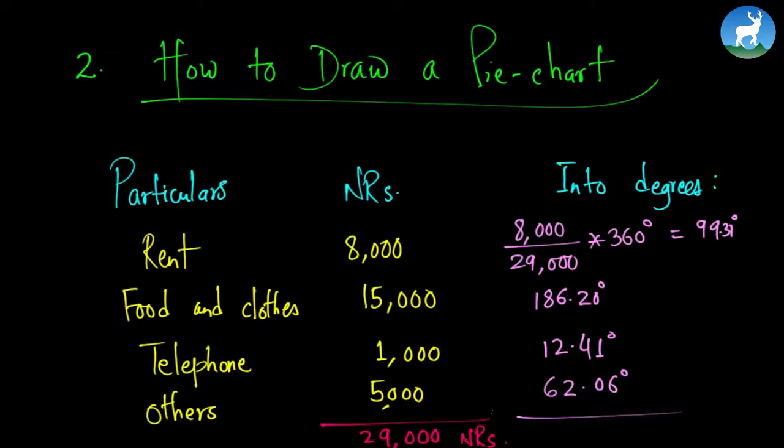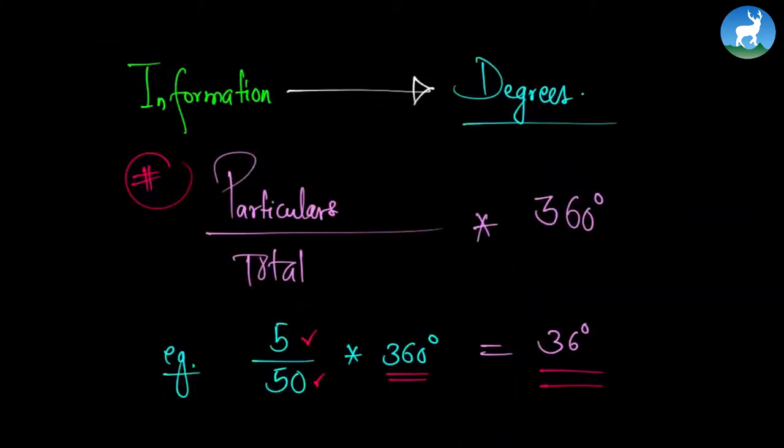If you add everything up, you should get 360 degrees. So go on, add 99.31 with 186.20 with 12.41, and finally there's 62.06. If you add everything up, you'll get 359.98 degrees, which is roughly 360 degrees. So the calculation is fairly correct. We applied this formula and we converted information into degrees. That is what we did.